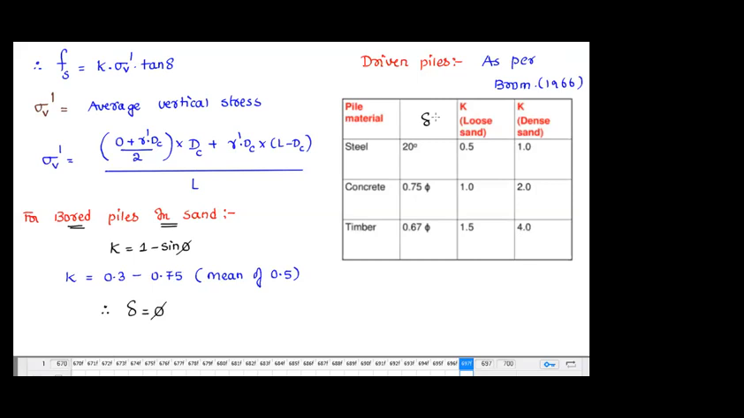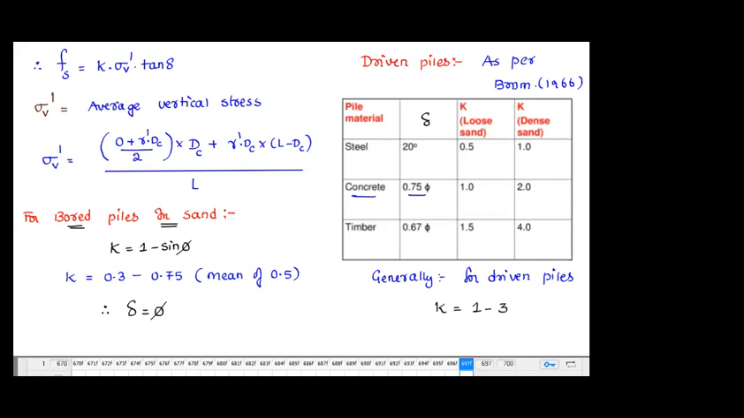So generally for bored piles, if I give you the pile as a bored pile, you have to take delta as phi. But if I give you the pile as a driven pile, if the pile is made up of steel, then delta is equal to 20 degrees and k value is 0.5 for loose sand and 1 for dense sand. If I give you concrete, then delta is equal to 0.75 phi, and k value is 1 for loose sand and 2 for dense sand. Generally, for driven piles, k value ranges from 1 to 3.